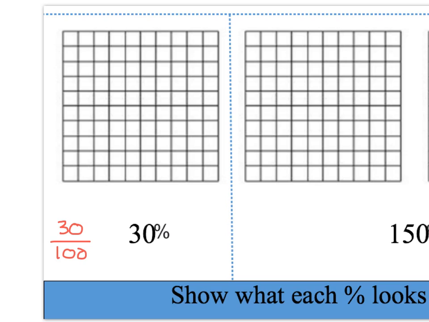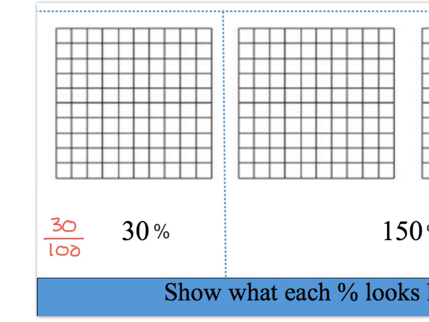If I have a 10 by 10 grid like the one above, I know that there's 100 squares in that grid. And each square in that grid would represent 1%. So if I have a total of 100 squares, the total of that would be 100%. I want to show you what 30% looks like. 30% looks like the shaded region, because I've shaded 30 squares out of a total of 100. This was an example of a percentage less than 100.